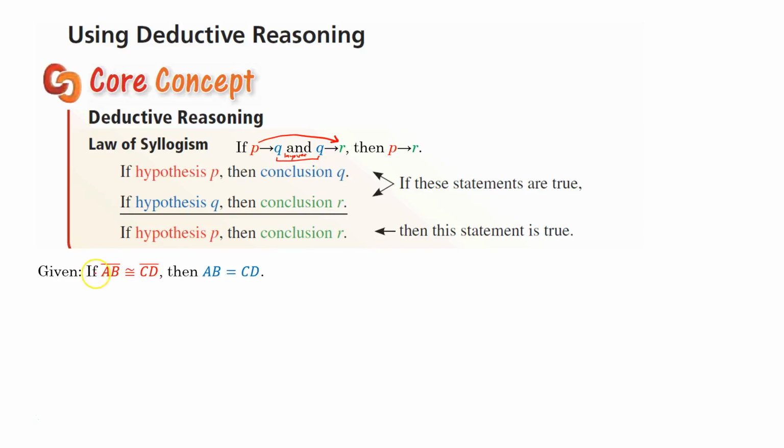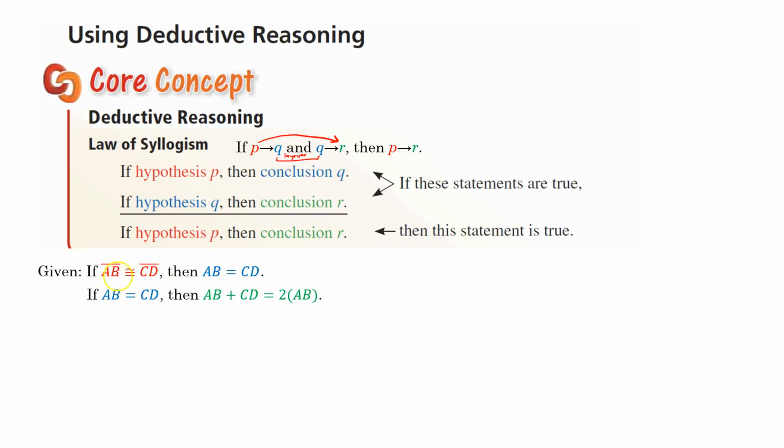Example. If segment AB is congruent to segment CD, then the measure of AB is equal to the measure of CD. Or the length of segment AB is equal to the length of segment CD. That's true. By definition, in fact. Here's another one. If the length of AB is equal to the length of CD, then the length of AB plus the length of CD is equal to 2 times the length of AB. That is also true. By substitution, property of equality.